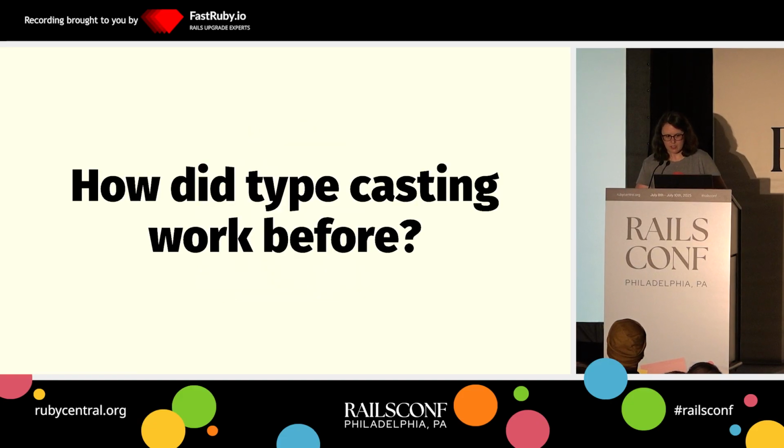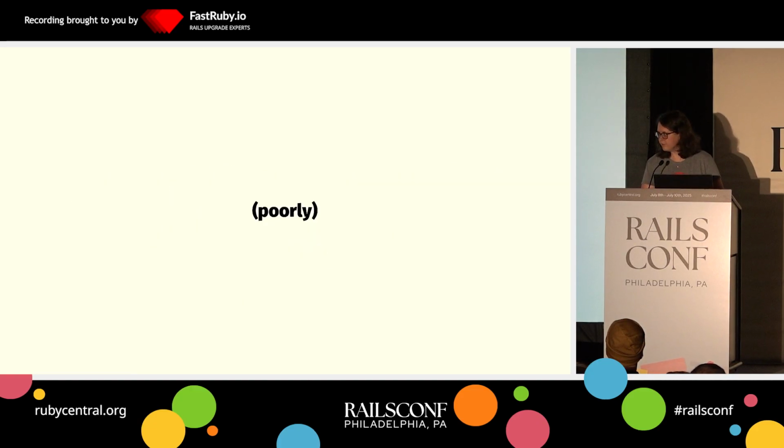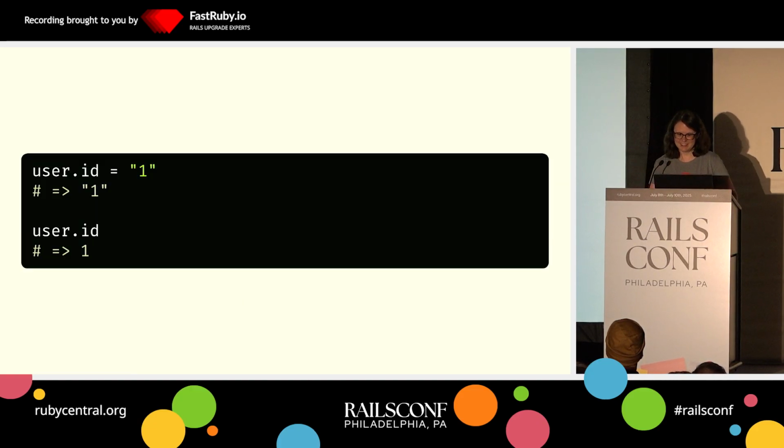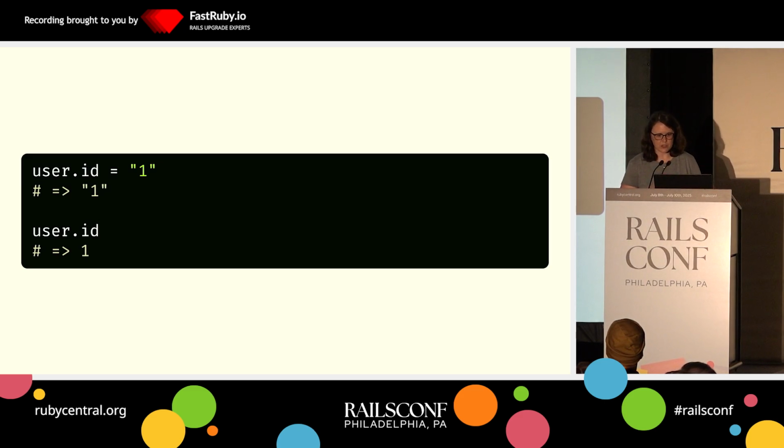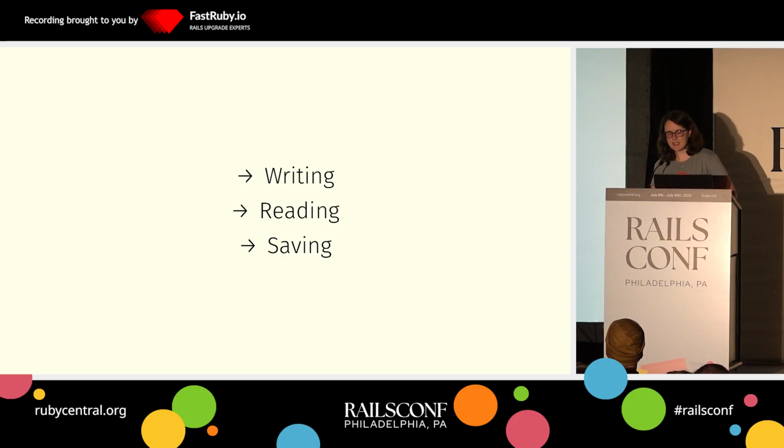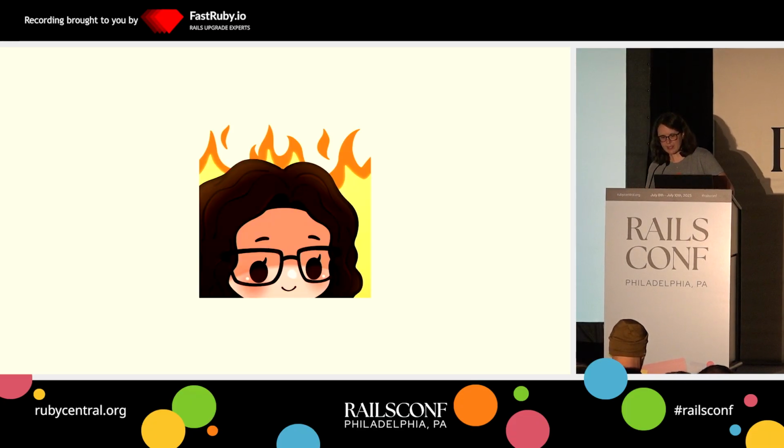So how did typecasting work before? Sage said, well, poorly. This is our example of typecasting, taking the string 1 and casting it to the integer 1. Typecasting has 3 general areas of work that it does: writing, reading, and saving. To show how ActiveRecord handled typecasting before Sage's refactor, we're going to try to follow the code path for writing the ID attribute. It's going to be totally fine. Trust me.